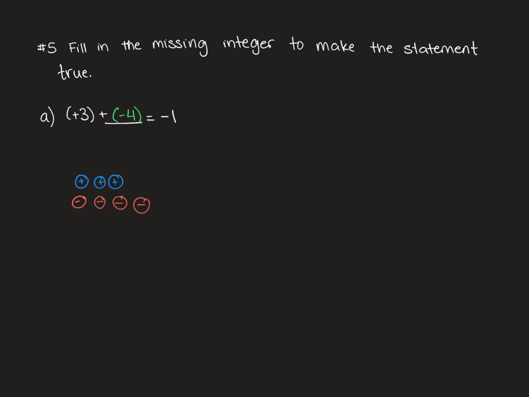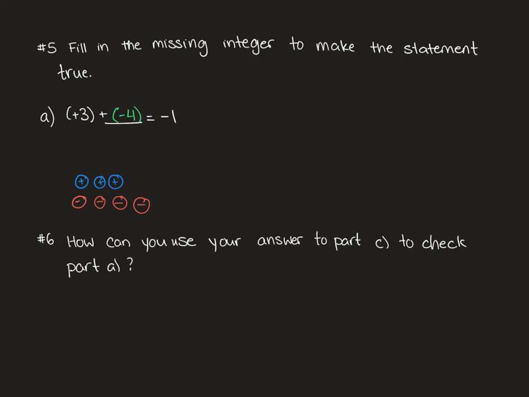Now, don't get confused about the fact that this is actually not the same as your question A, okay? I did change up one of the signs, so this will not be your answer, so don't get freaked out if you got something different. Question 6 asks how you could use your answer to part C to check your answer for part A. So I'm just going to quickly demonstrate what a part C might look like in this case.